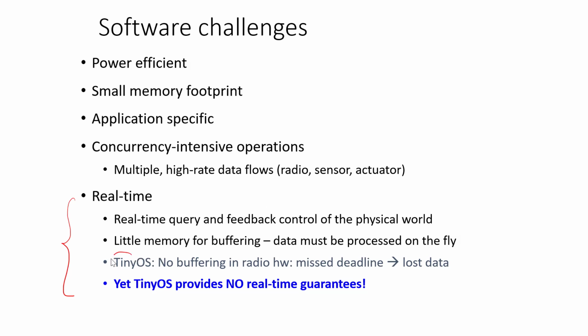So let's now look at a very popular OS that is used in this category, known as TinyOS. TinyOS is not a real-time OS, but still it is extremely popular. That is why it is entering our discussion. Given that TinyOS is designed for tiny hardware that has very little memory, there is almost no buffering in the radio hardware. If you miss a deadline, it also means that you lose the data, right? So you don't provide hard real-time guarantees, but TinyOS still tries to remain real-time. But again, we'll not classify it as a real-time operating system.